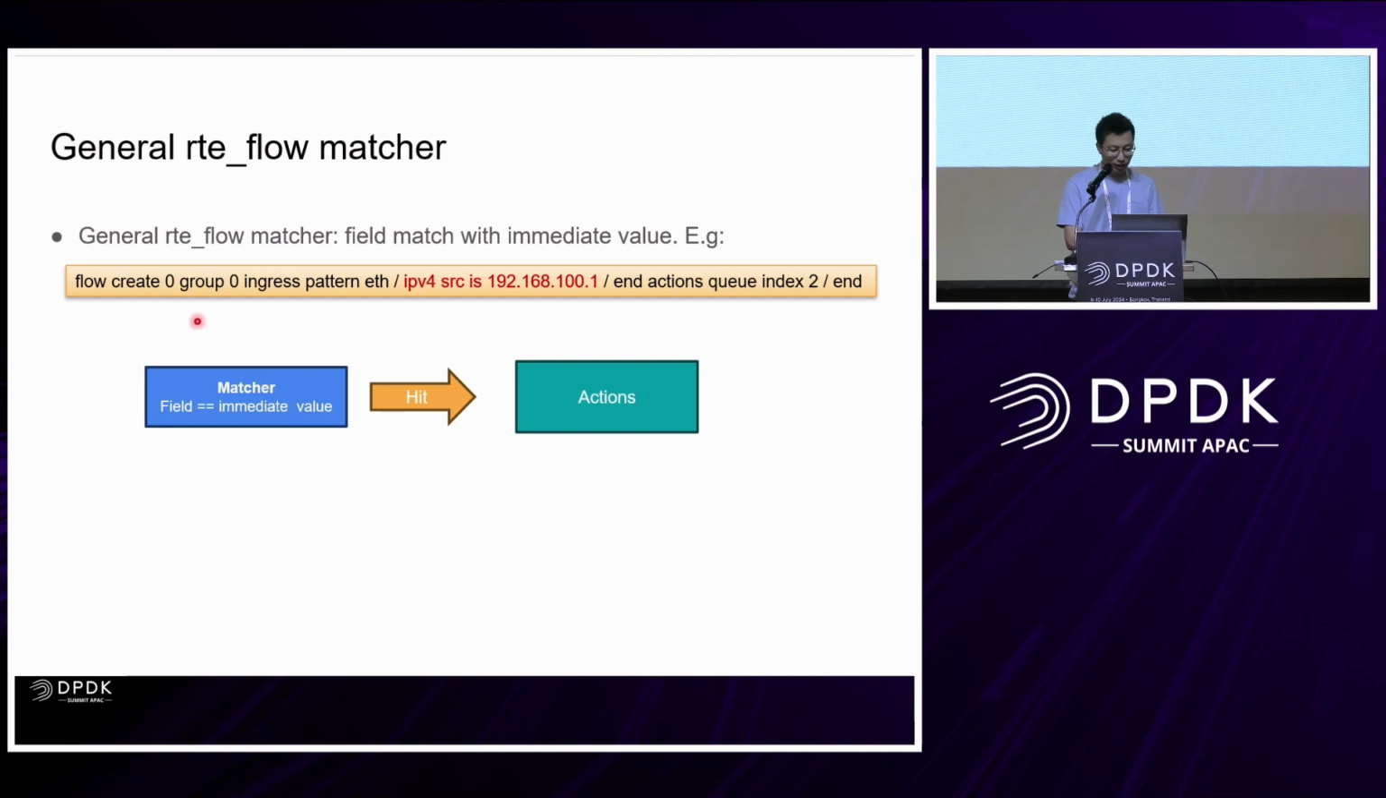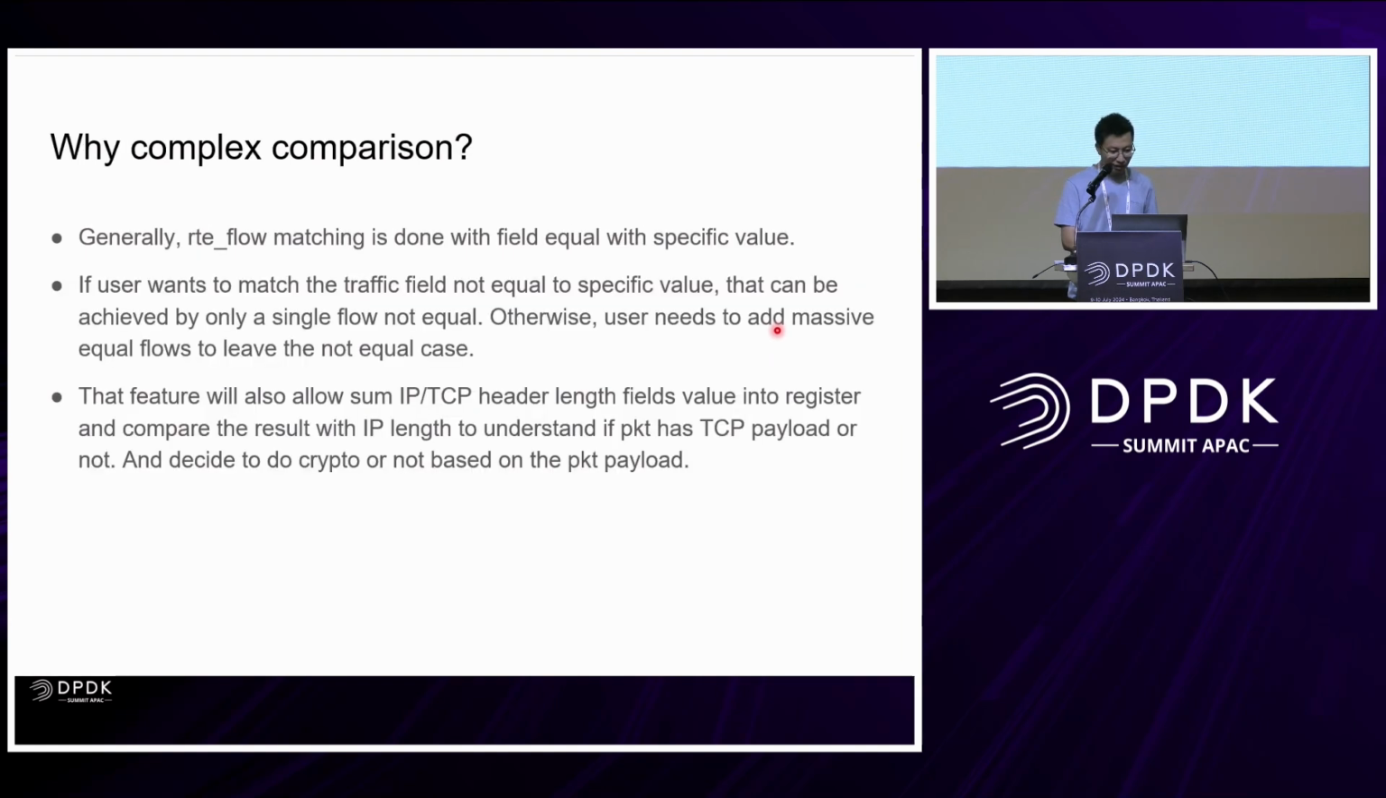So in that case, we can see we are just uploading the rule to match with some immediate value, right, equal to the immediate value, and if it hits, it just goes to queue index 2. So this is the general RT flow match. Usually, we just match with the immediate value, it equals. So let's see why we need the comparison and what the comparison is.